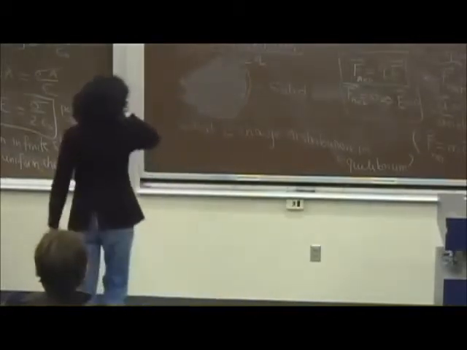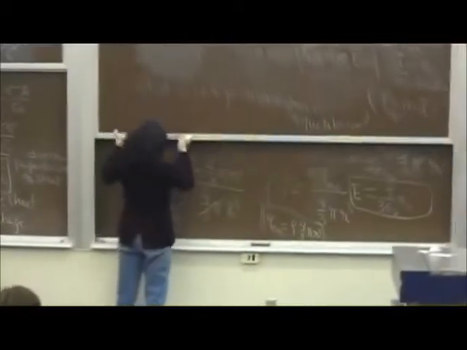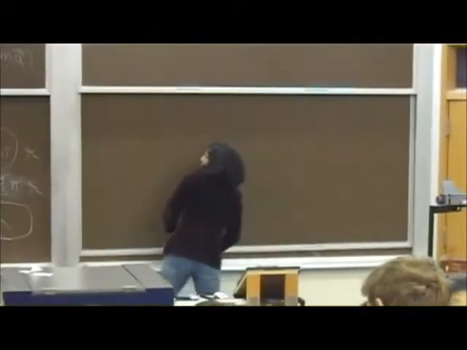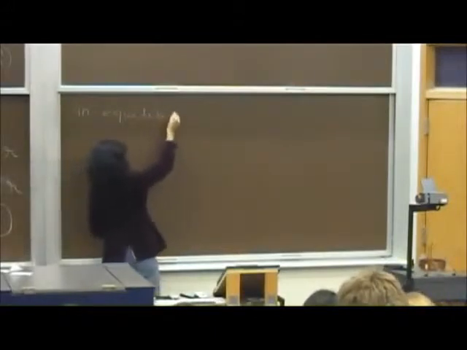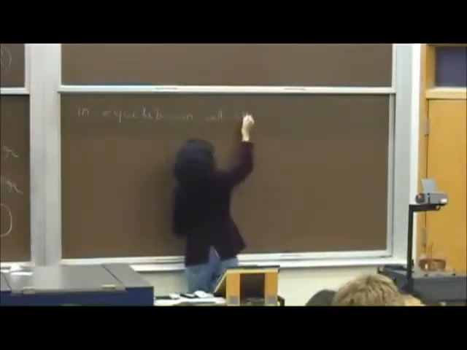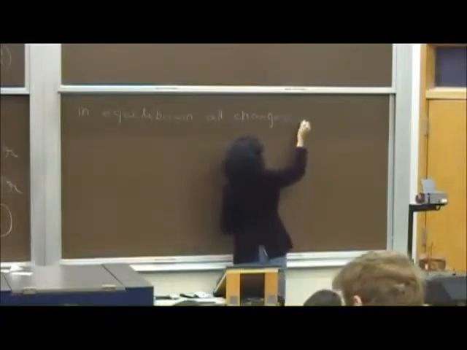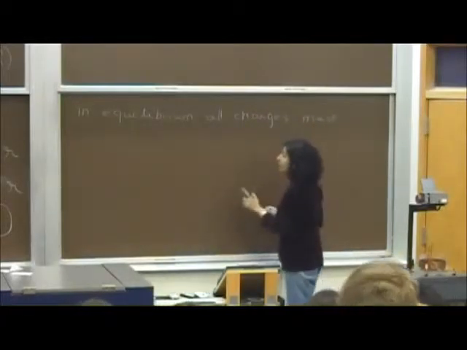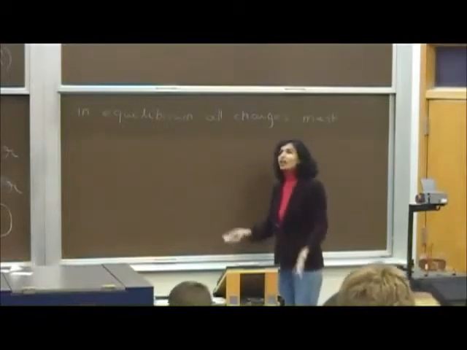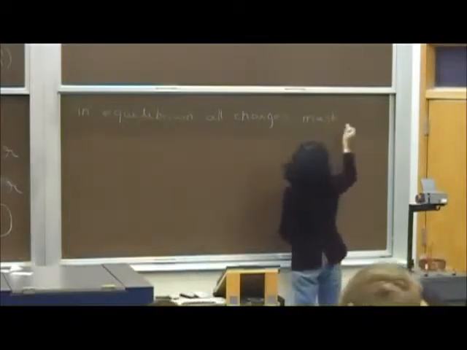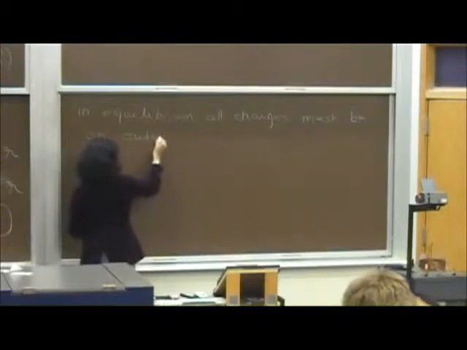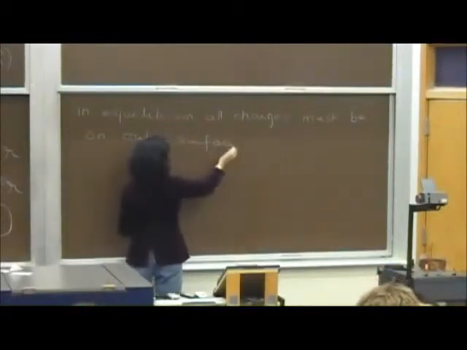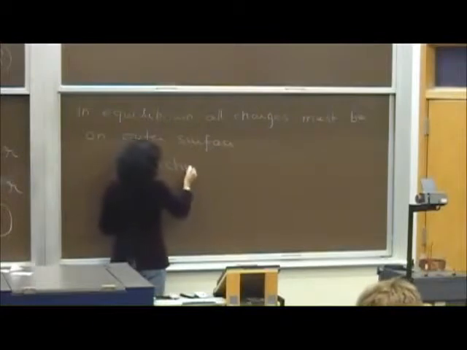So this is one important conclusion we have reached: in equilibrium, none of the charges can be in the bulk. All the charges must be on the outer surface. So no charge can be in the bulk.